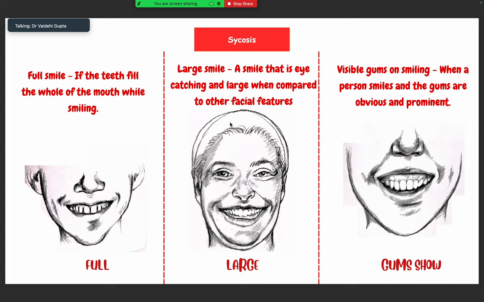So in the sketch, we can see that the smile is quite large and the most prominent feature in the entire sketch. So it will be quite larger in comparison to other facial features. It is quite eye-catching, so it is called a large smile. Also, visible gums on smiling. When a person smiles and the gums are obvious and prominent, it is Psychosis. So in Psychosis, the smile is full, large and the gums are visible.